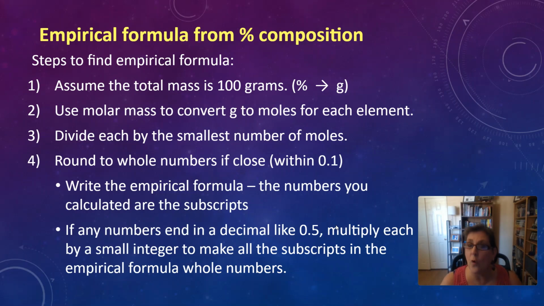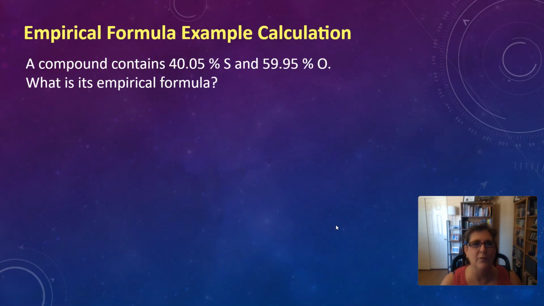All right, so we got these 4 steps. Let me show you an example first. All right, we have percent composition data. A compound contains 40.05% sulfur and 59.9995% oxygen.